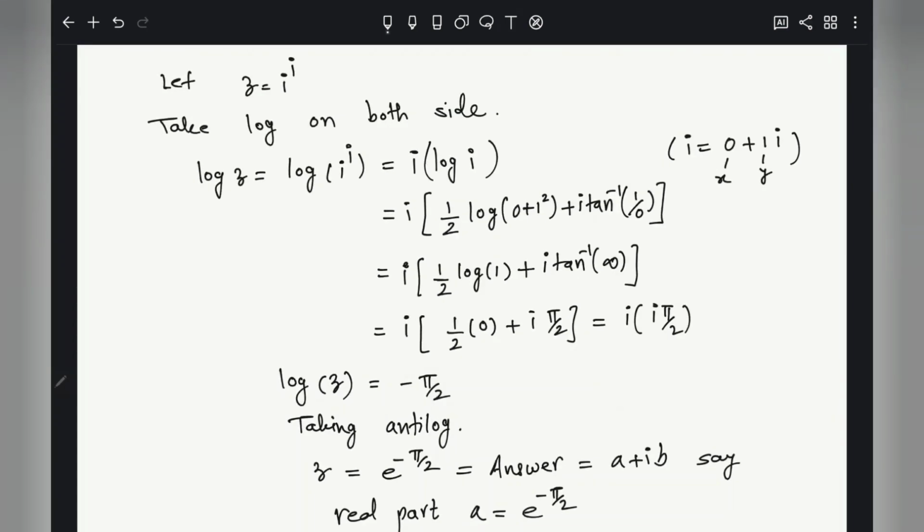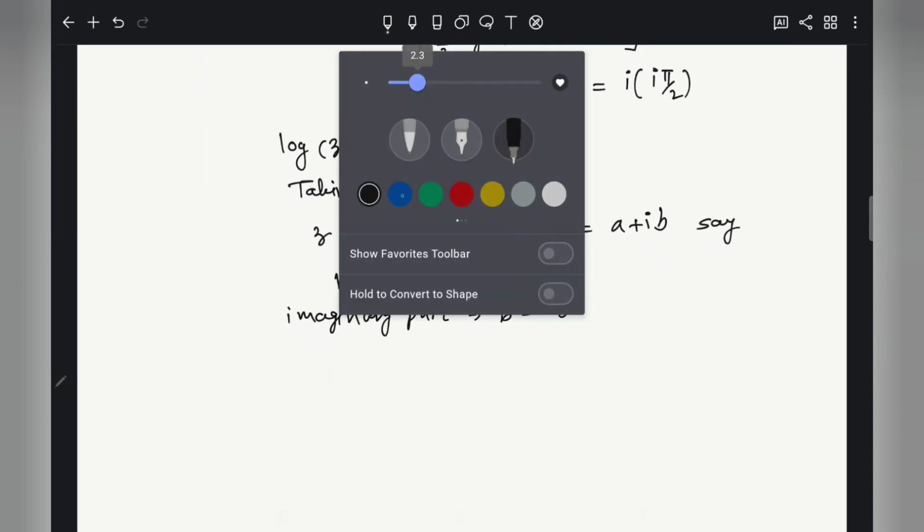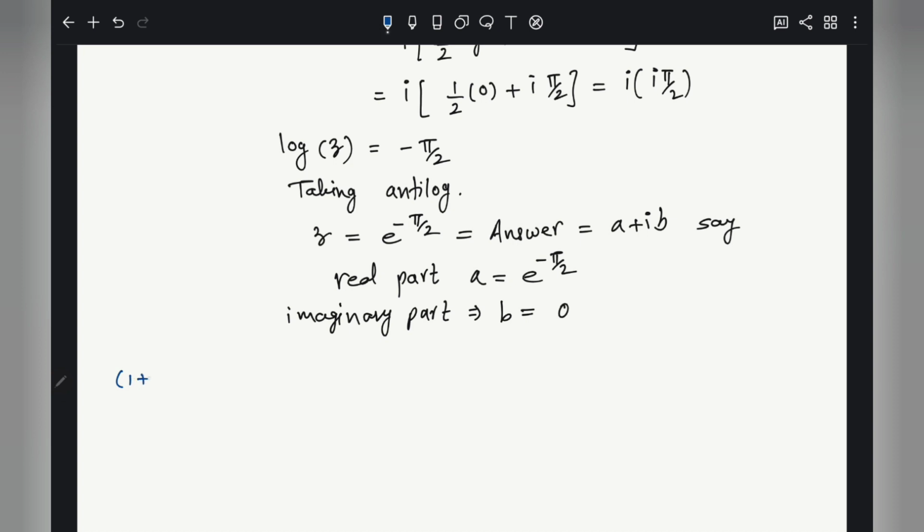Nothing special about i raised to i; I took this problem because it is a very standard problem, but on similar lines you can even solve (1 plus i) raised to i, or any problem, minus i raised to minus i, or you will see different problems in the book, or any given problem you can solve. Any x plus iy raised to a plus ib you can solve.